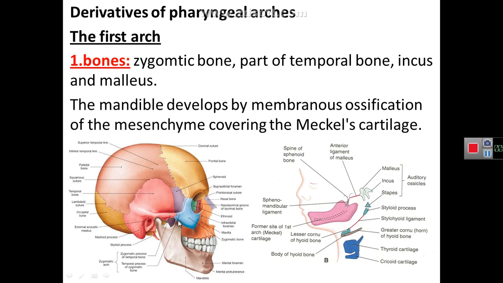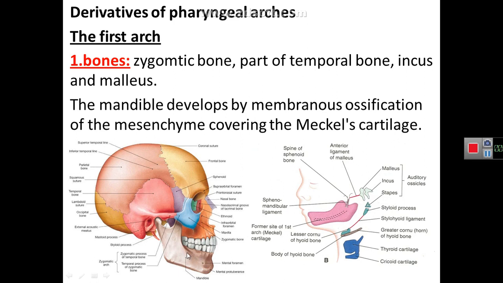The mandible is also derived from the first arch, but it is not formed by cartilaginous ossification, just like the other bones that I had just enumerated. The mandible is initially formed as a cartilage model. This cartilage model is called Meckel's cartilage. But this Meckel's cartilage will not ossify by endochondral ossification; rather, the mesenchyme around the Meckel's cartilage will ossify by membranous ossification.